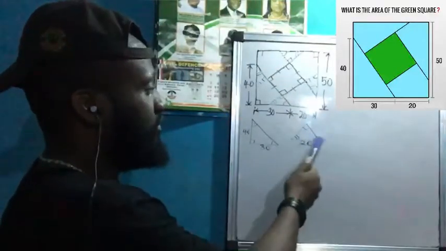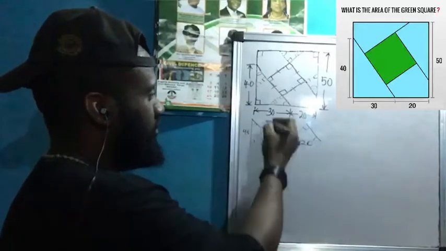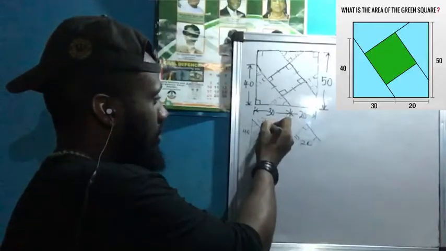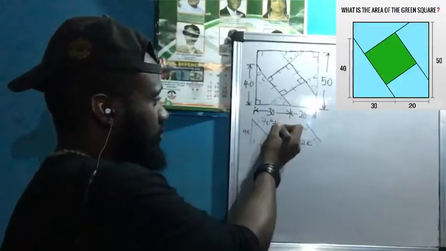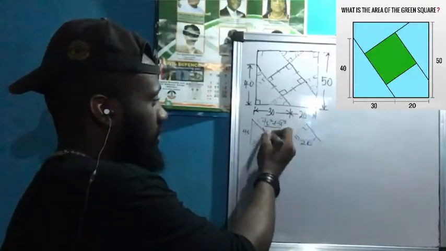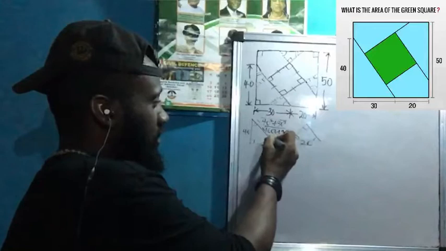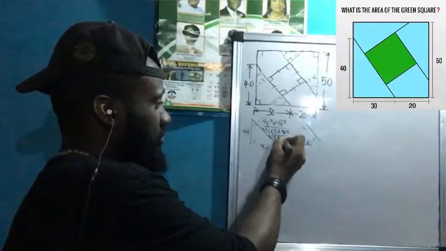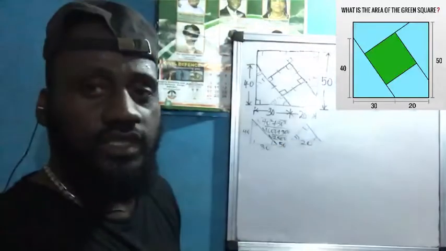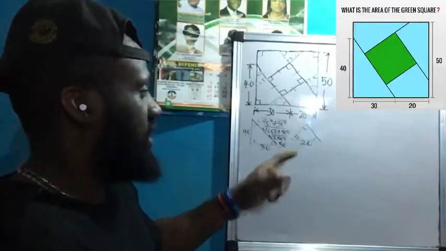So we know the hypotenuse of this, and we can get the hypotenuse of this with Pythagoras theorem. It will be the square root of the sum of the squares of these two sides. That will be the square root of 1600 plus 900, and that will be the square root of 2500, which is 50. So we know that the hypotenuse of this big right angle triangle is 50.